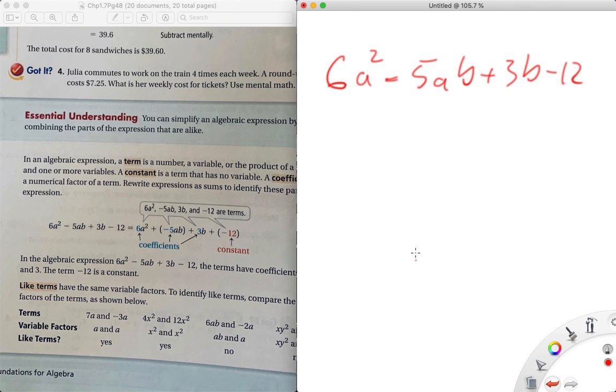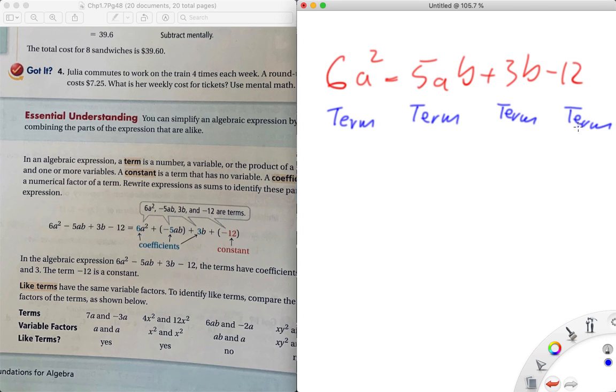So in the case of this one, 6a squared is a term, and it's separated by a minus sign. So we have another term. Separated by this with a plus sign, we have another term. And it's separated also by a minus sign, we have another term.